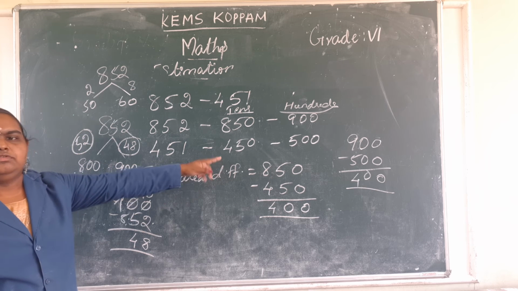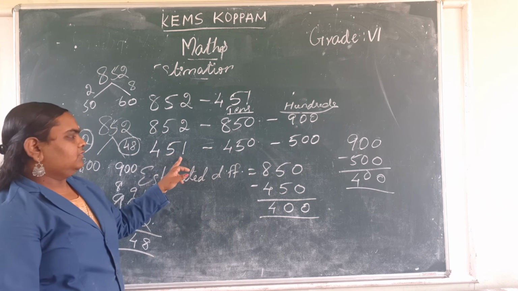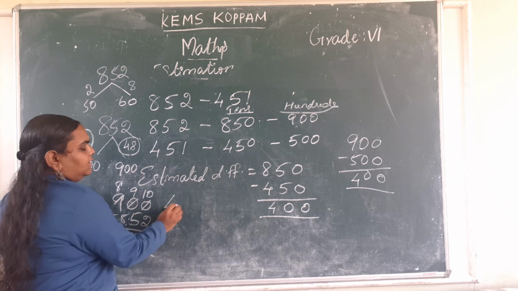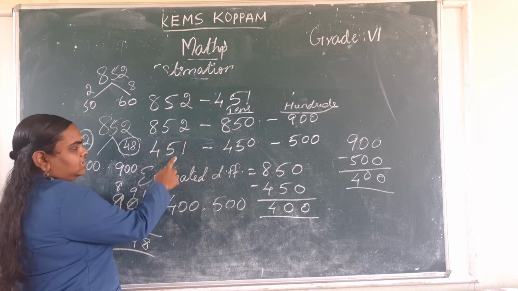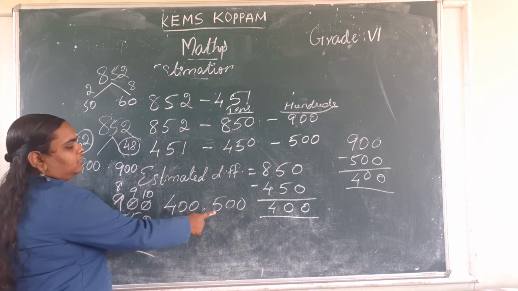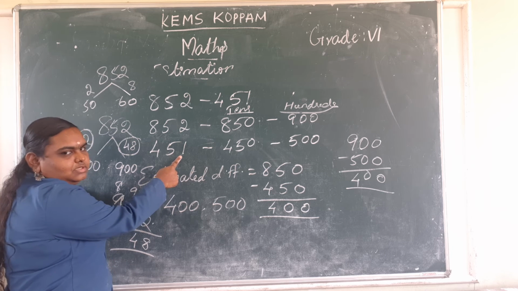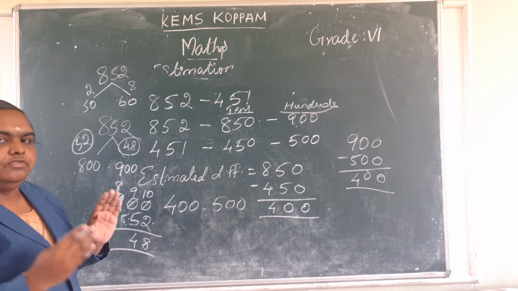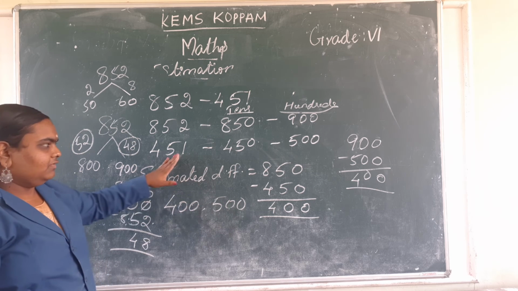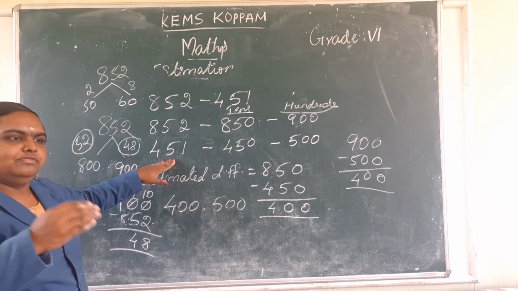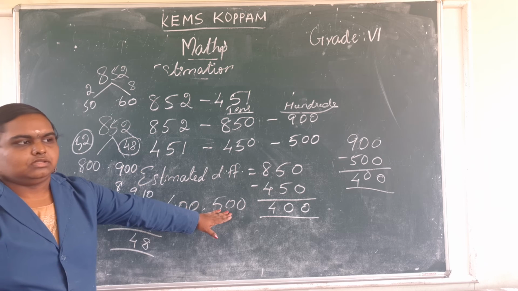So I am taking 450. If you are taking hundreds, 451 is in between 400 and 500. The difference will be less for 500. If you are having the number 450 or above 450, you can take the number 500. Okay. Yes.